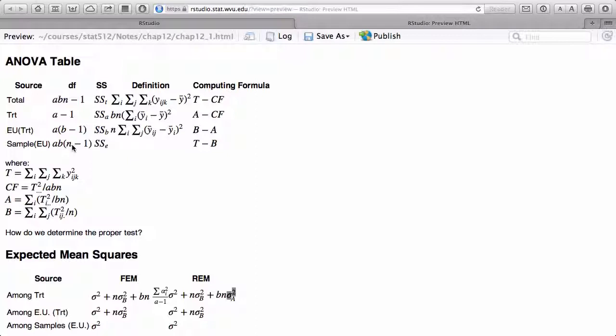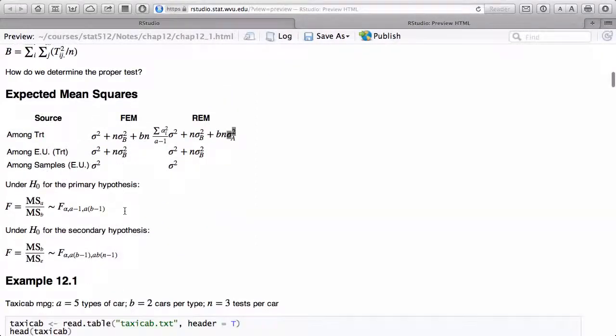If I just say Y, whatever Y is, tilde treatment, and leave nothing else in the model, then that would automatically pull everything into one error term. But again, you need to be very cautious about doing that.